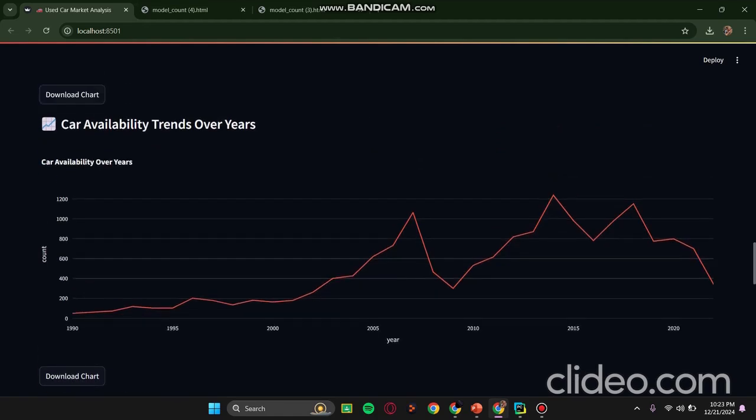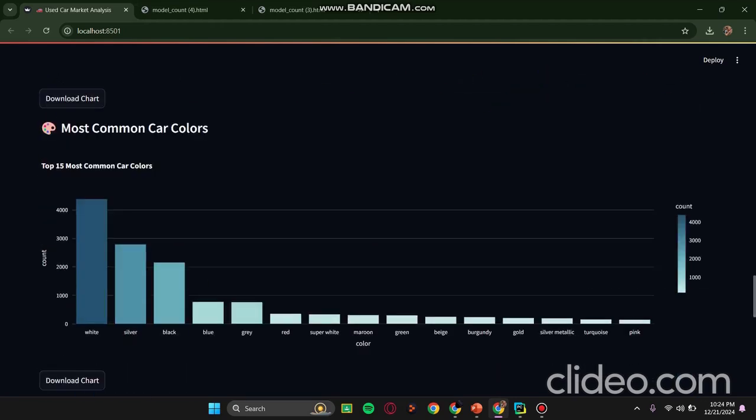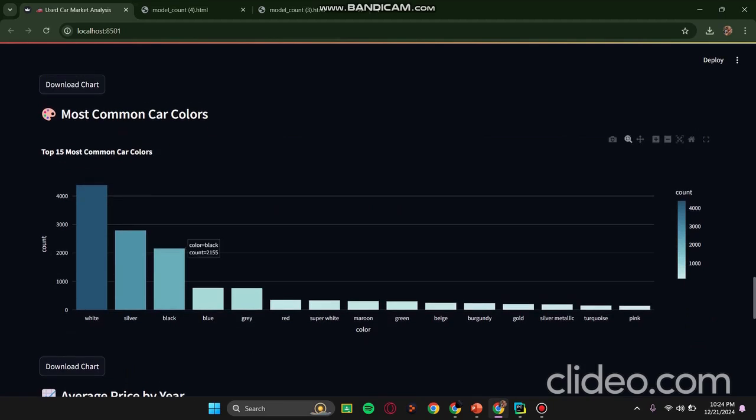Then we have car availability trends over the years. As we can see, the car availability is very low in the old years because there were very few cars from those years. In the years 1990 to 1996, there are only 202 cars. As we go up, the count also goes up, and in the year 2007, a lot of cars were being released. That is why those used cars are still being used until now. In the year 2014, the Corolla Altis was released, and the Civic was also released, and a new Corolla model was also released. That is why there are a lot of cars available from that year.